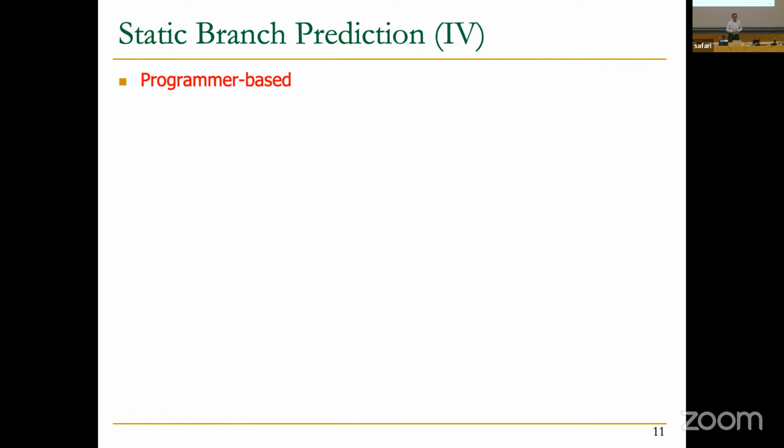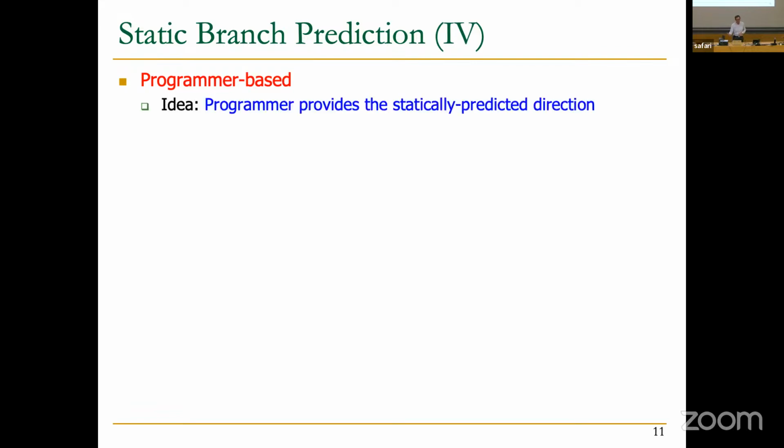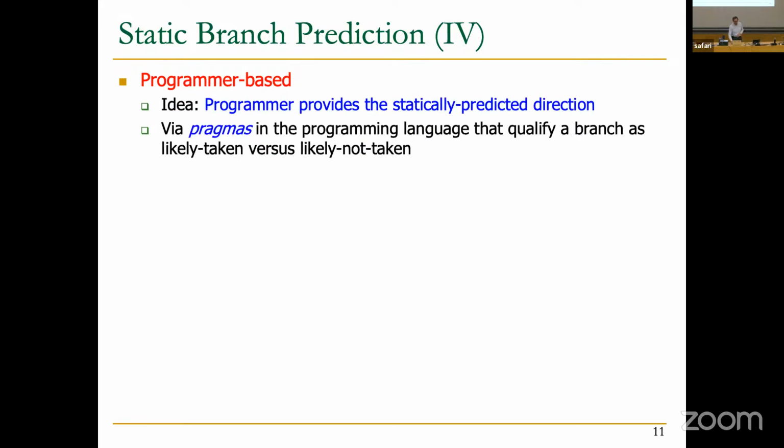Okay, another method is programmer-based. Programmer can also decide what is the likely direction of a branch and hint that to the hardware. And that's the idea, basically. Programmer somehow decides a statically predicted direction. And they do that using pragmas in the programming language. This requires some programming language support. And this pragma should specify whether the branch is likely taken or likely not taken. I'll give you an example soon. But this doesn't require profiling or program analysis, clearly. The programmer needs to do this.